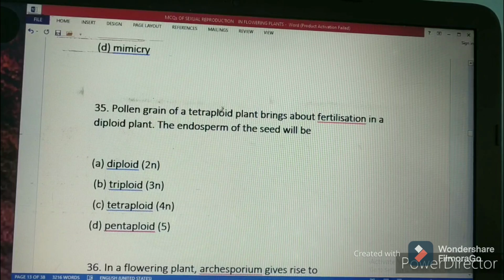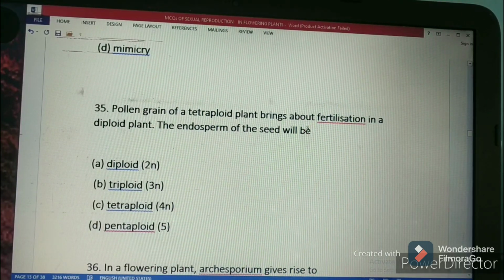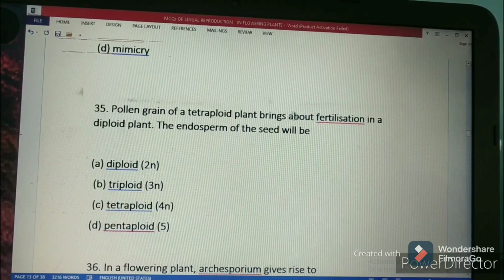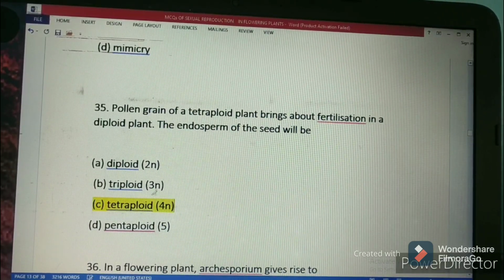If the pollen grains of a tetraploid bring about fertilization in a diploid plant, the endosperm of the seed will be tetraploid. C is the correct answer.